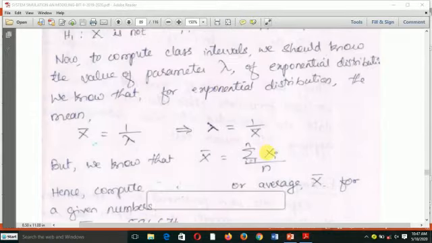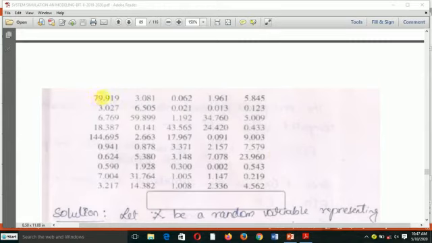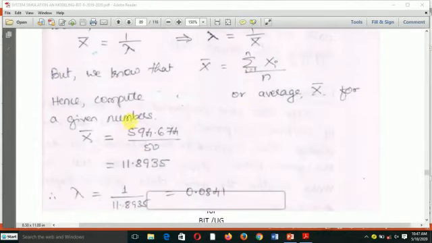So the values of xi are x0, x1, x2, up to the last one, x49, because we have 50 values. We add all these values together, and we find that the summation is 594.674. So we divide by n, which is 50.